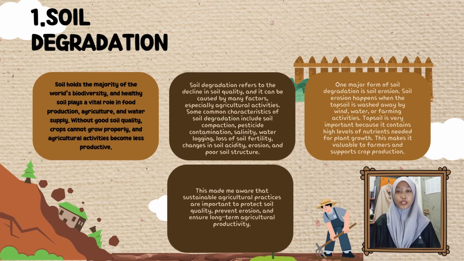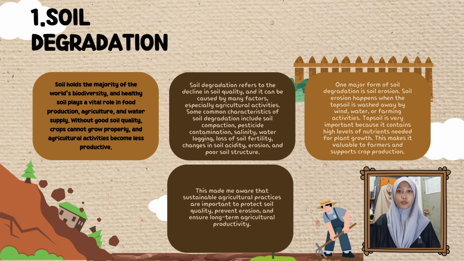Soil holds the majority of the world's biodiversity, and healthy soil plays a vital role in food production, agriculture, and water supply. Without good soil quality, crops cannot grow properly, and agricultural activity becomes less productive. Soil degradation refers to the decline in soil quality, and it can be caused by many factors, especially agricultural activities. One major form of soil degradation is soil erosion.